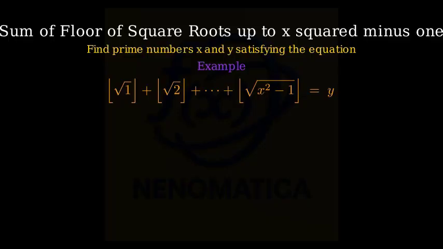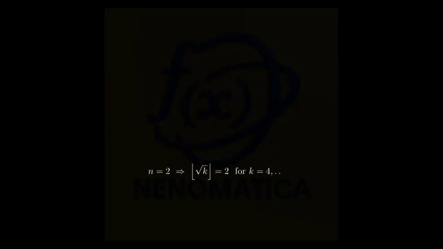Key idea. For any integer n, every integer k from n squared to n plus 1 squared minus 1 has floor of square root equal to n. That is, the floor of square root stays constant in that whole block. Now group the original sum by these constant blocks.